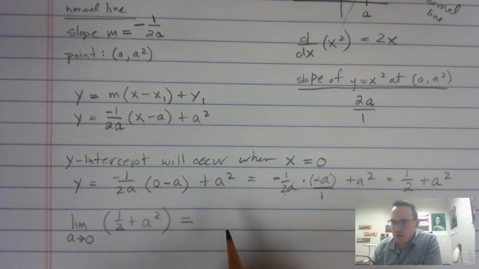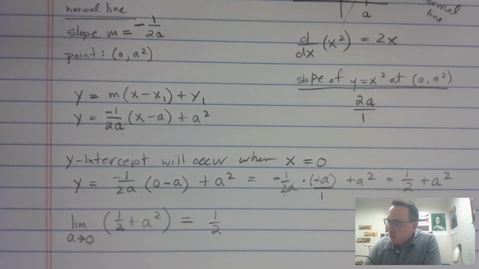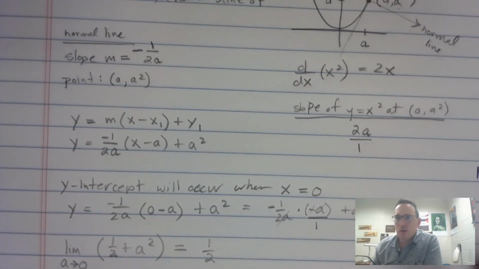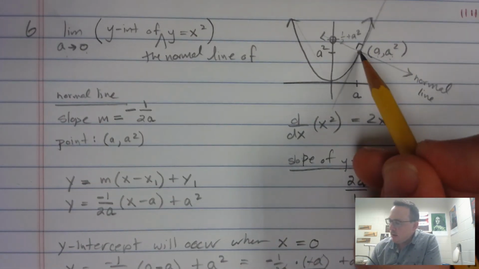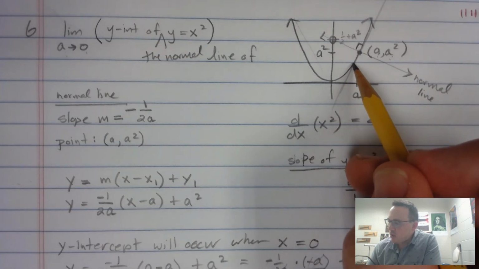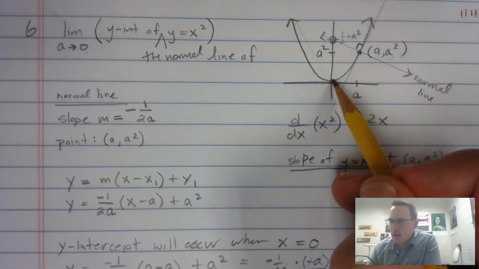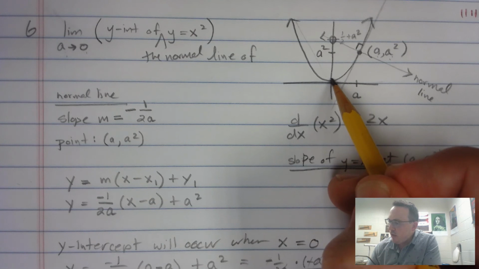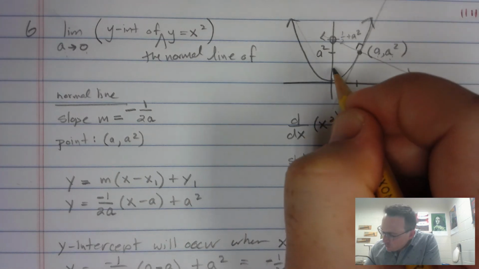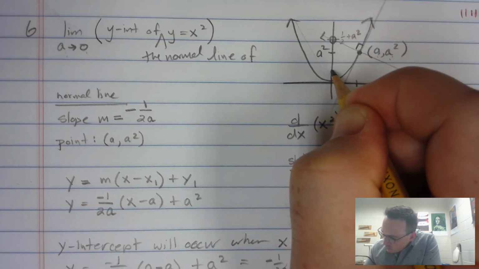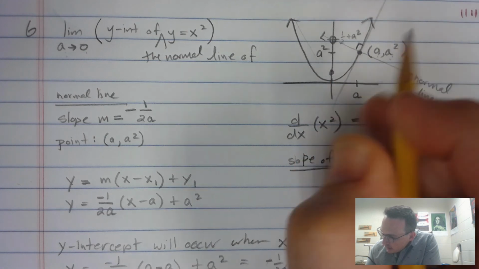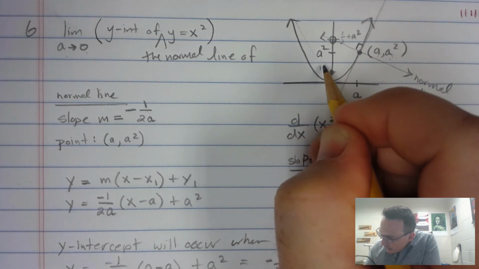So as a approaches 0, well, that's easy. We're only left with the 1/2. So in our picture, as the point a, comma a squared slides along the curve towards a equals 0 at the origin, the y-intercept is going to approach a point right here at y equals 1/2.